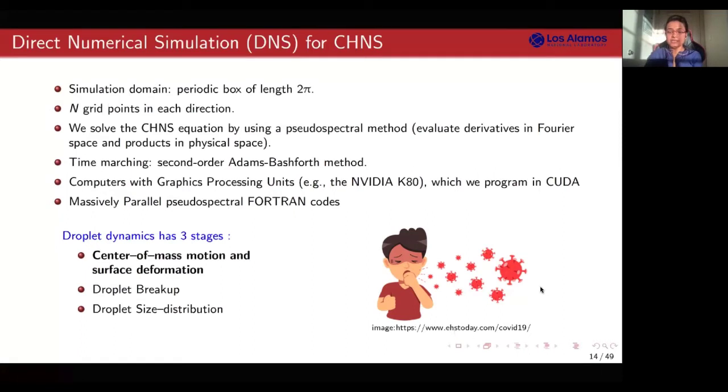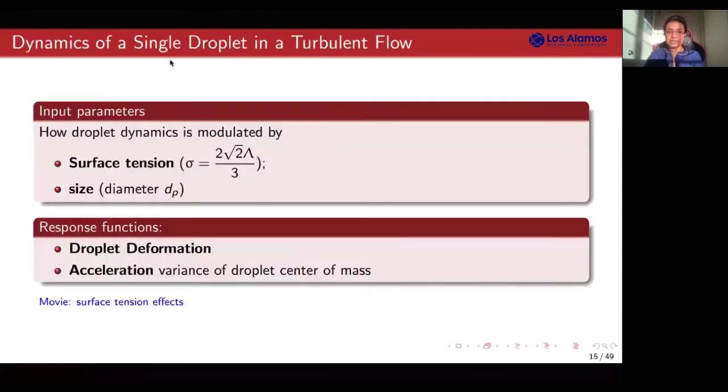Now, to digress a little, droplet dynamics is very important in today's age of COVID, where infection is spread via droplet transmission. Droplet dynamics has three stages: the center of mass motion of the droplet and the surface deformation, then the droplet breakup, and then the droplet size distribution. I have worked on all three stages, but in the interest of time, I will only talk about the center of mass motion and surface deformation. So basically, I will talk about a single droplet in turbulence.